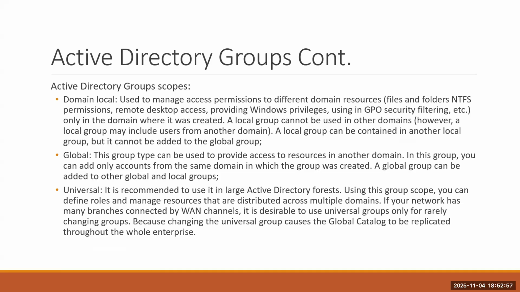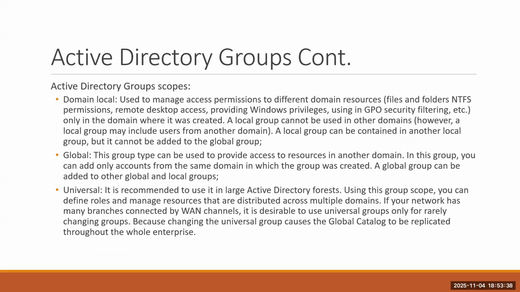Universal is recommended to use in a large Active Directory forest. So that's what we probably have at work, to be frank with you. Using this group scope, you can define roles and manage resources that are distributed across multiple domains. We have two domains because we have two sides of the network. We have something called instructional, which is for you guys to log in and do whatever you need to do. And then we have non-instructional, which is the opposite end of it, for administrators and clerical staff, like accounting, and any department under the sun that is student facing. So there's two sides of it. So yeah, you'd probably use universal.